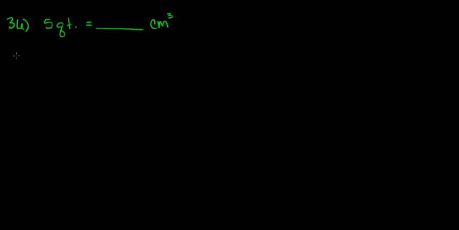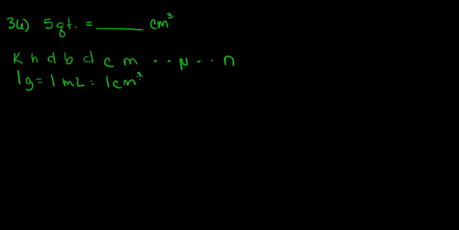Let's write out our mnemonic first. King Henry died by drinking chocolate milk, micro, nano. And then we'll also be using 1 gram, 1 milliliter is 1 cubic centimeter of pure water, of course. And then we'll also use either 1 liter is 1.06 quarts, or 1 quart is 0.95 liters.